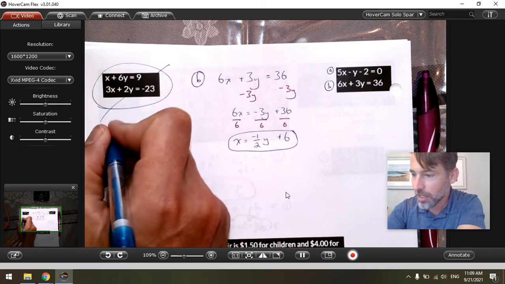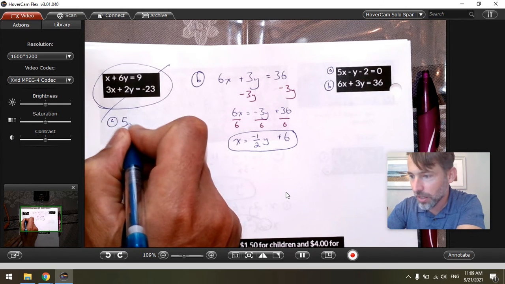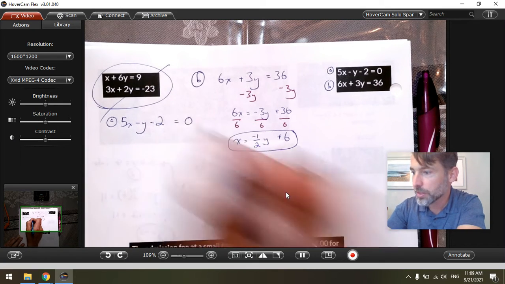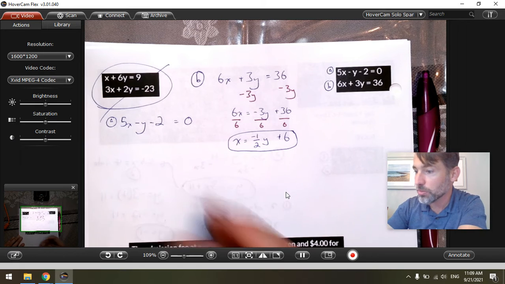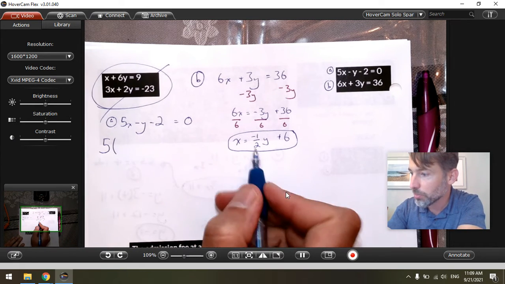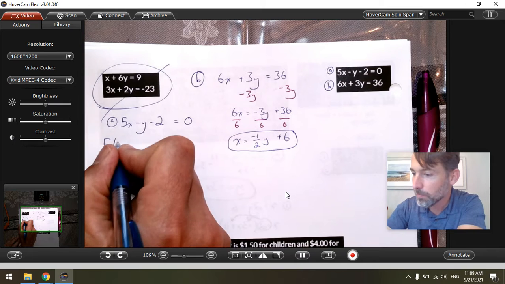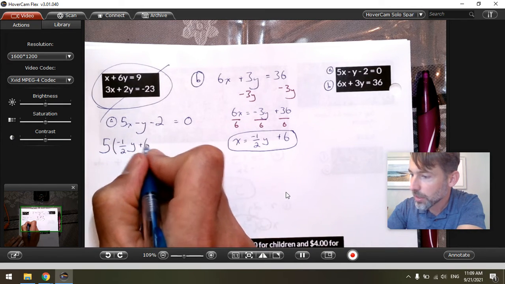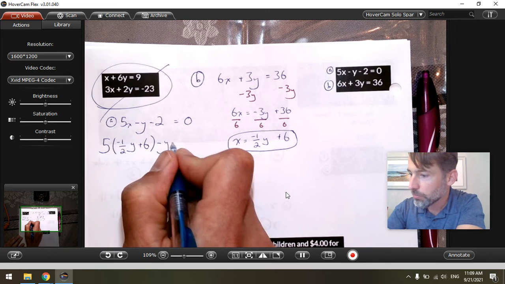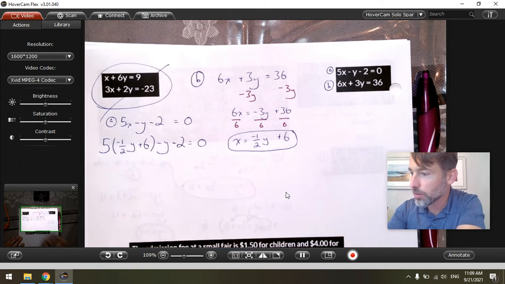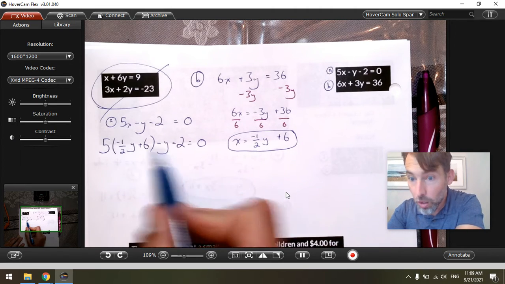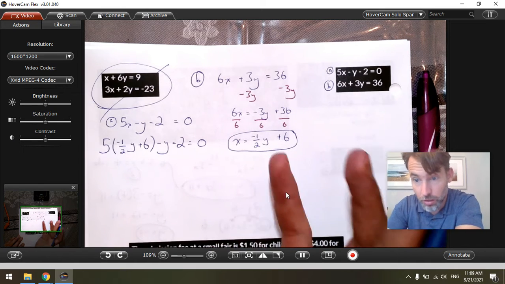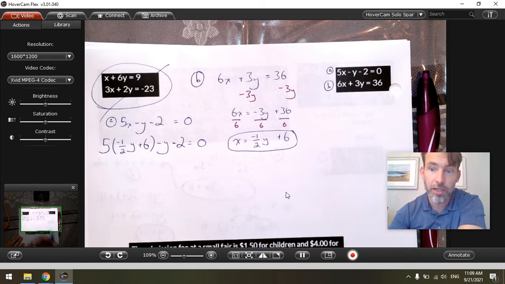Okay, so let's do it. I'm going to rewrite equation A: 5x minus y minus 2 equals 0. I know that x is that, so let's substitute that in. 5 multiplied by negative 1/2 y plus 6, minus y minus 2 equals 0. One variable, one equation, solvable. Fractions considered. A fraction is just a number, so just do your fraction operations. Treat it like any other number.